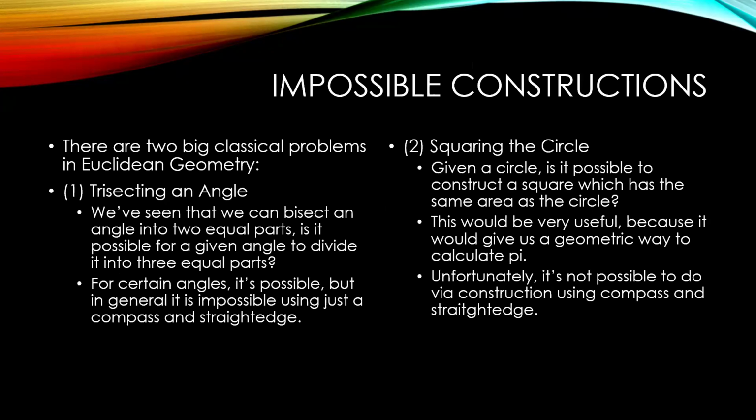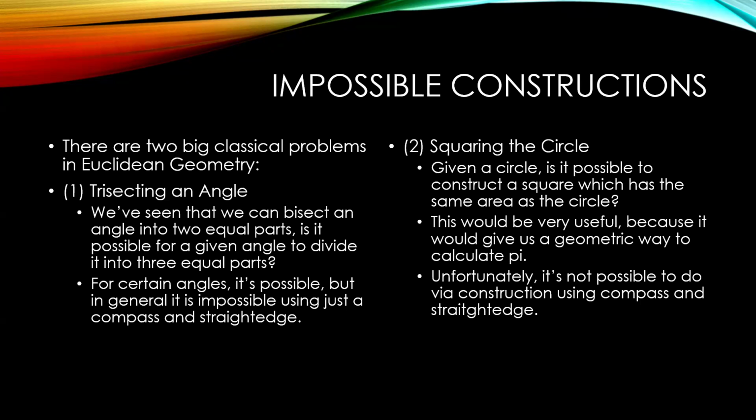There are some other things which are impossible. So the 7-sided polygon and the 9-sided polygon, we proved that that's not possible. Here's a couple others that are really big and are classical problems from Euclidean geometry. Trisecting an angle. And so we know that we can bisect an angle, which means split it into 2 equal parts. Is it possible for a given angle to be divided into 3 equal parts? Well, for certain angles, it's possible, but in general, it's impossible using just a compass and straight edge. You can use a protractor to approximate, but you're not going to be able to trisect an angle in general.